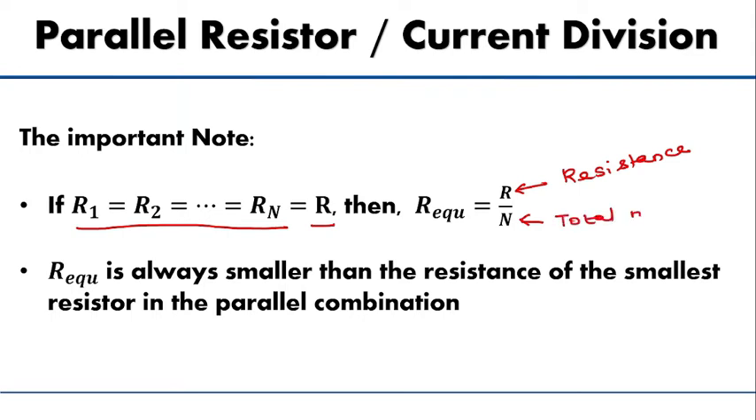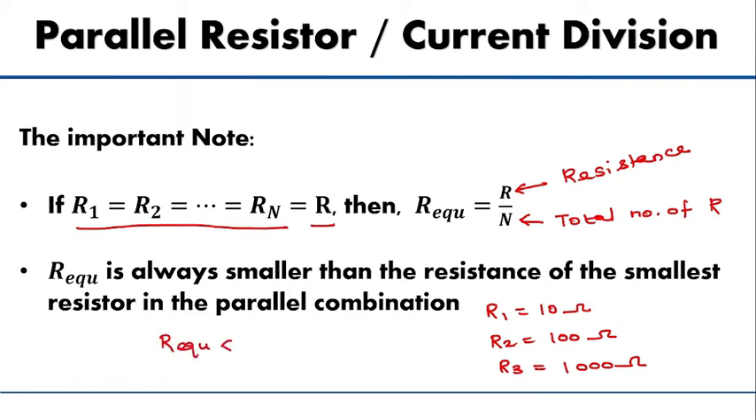And point number 2 is that the R equivalent obtained is smaller than the resistance of the smallest resistor in the parallel combination. For example, if you have R1 equal to 10 ohm, R2 equal to 100 ohm, R3 equal to 1000 ohm connected in parallel, then your R equivalent must be less than 10 ohm. So these 2 points are very important in the case of parallel resistors.